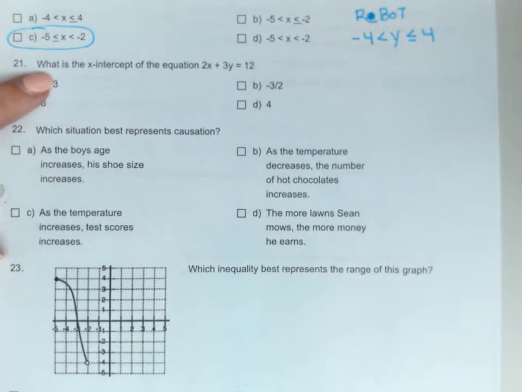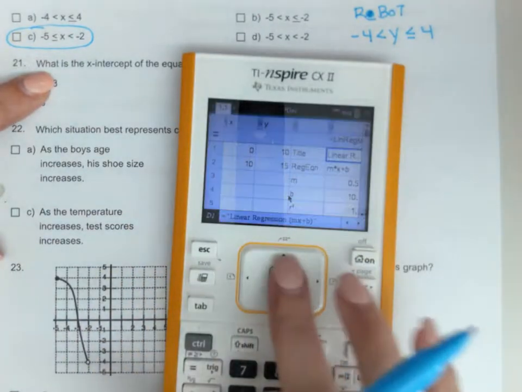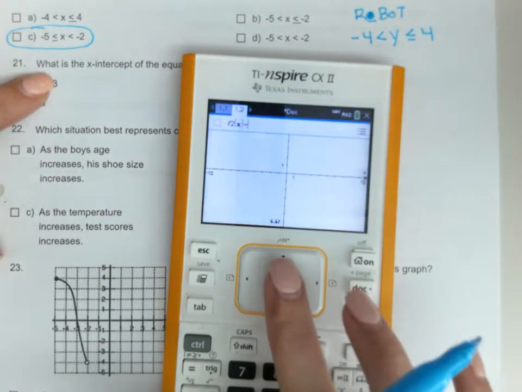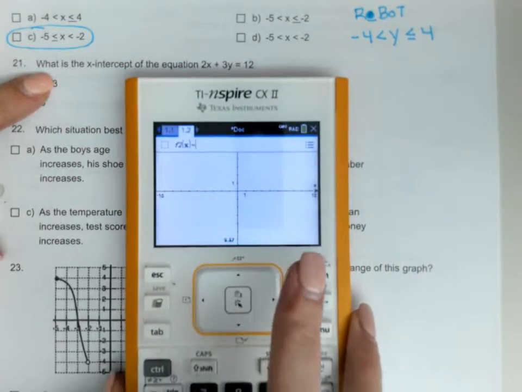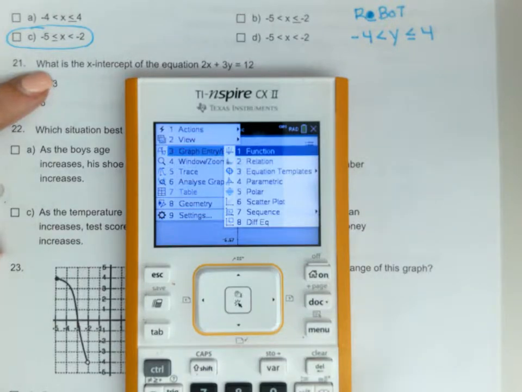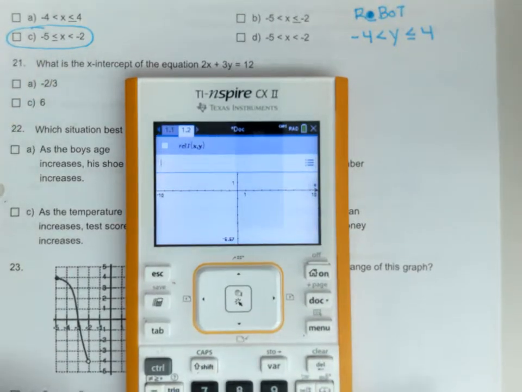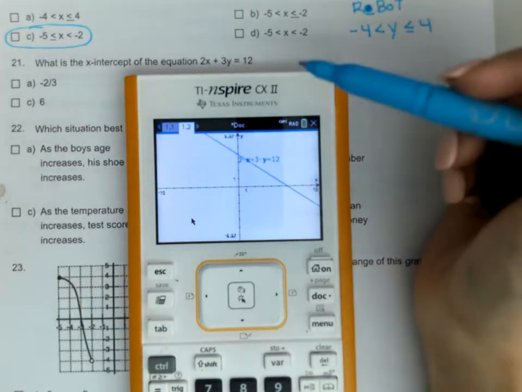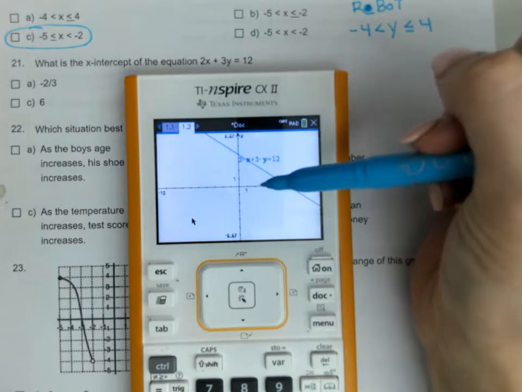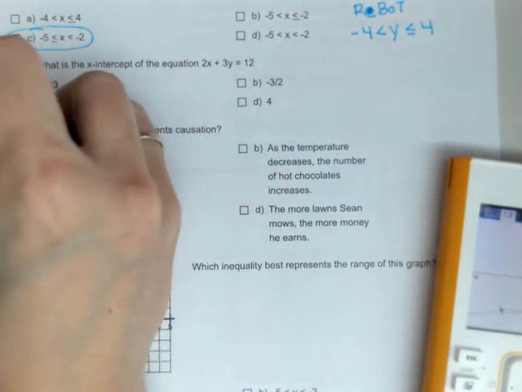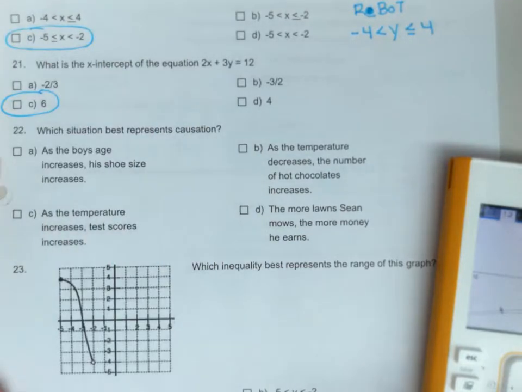What is the x-intercept of this equation? That's an equation. I can go to the graph and type it in. Now we know it's an equation, but it's not a function. So we do menu, 3, 2 to type it in as a relation. 2x plus 3y equals 12. And it's asking for the x-intercept. So 1, 2, 3, 4, 5, 6. It's hitting your x-axis at 6.